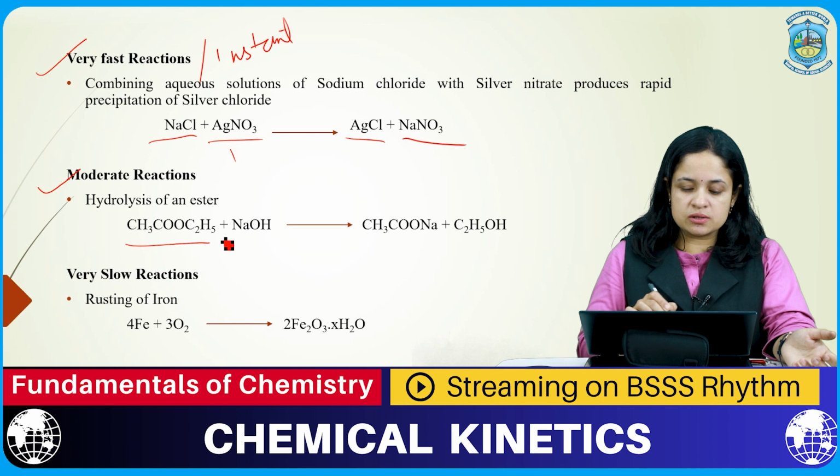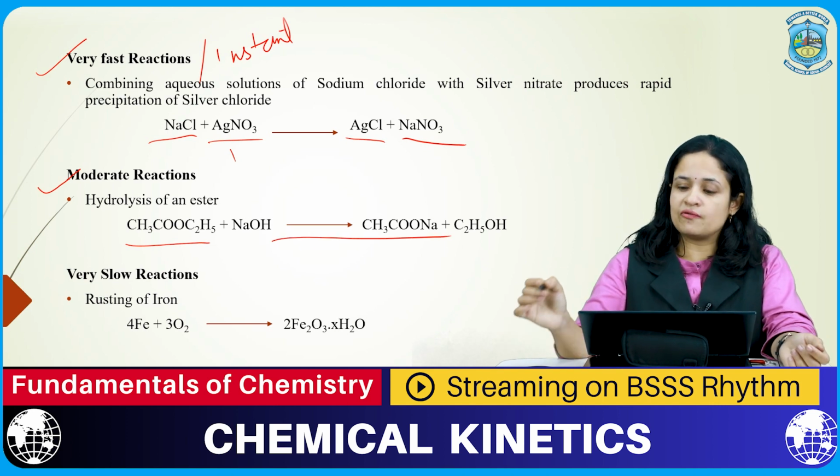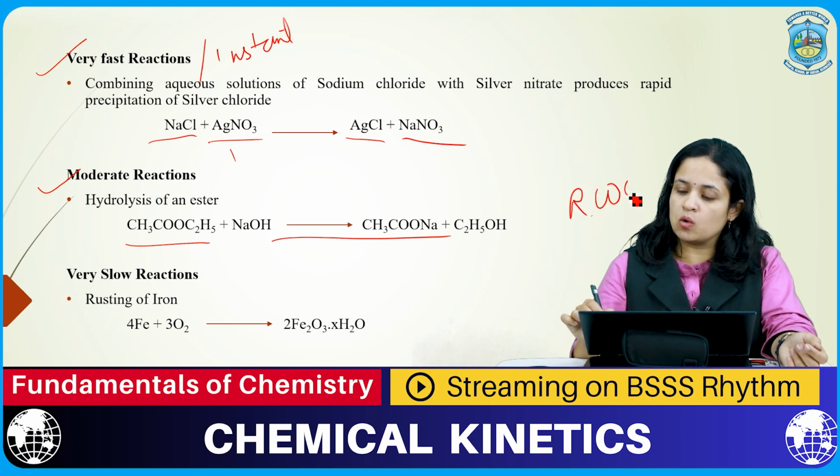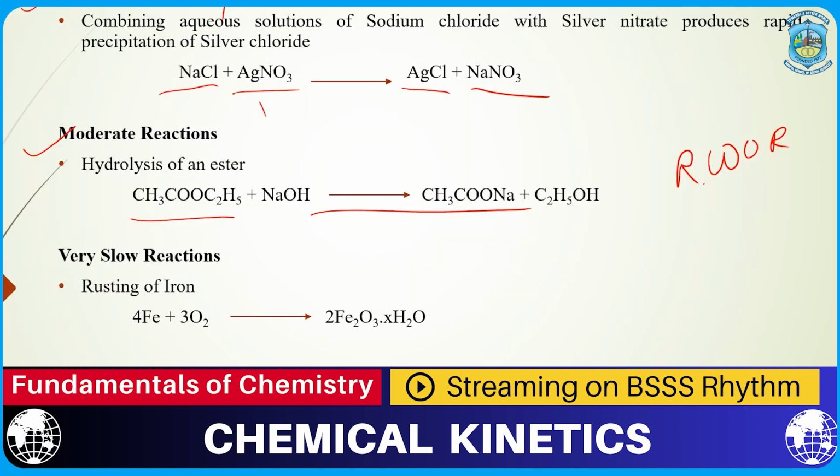For example, hydrolysis of an ester. Ester is the functional group which is denoted by RCOOR. Its hydrolysis leads to the formation of a sodium salt or a particular salt of an acid along with an alcohol. And third type of reactions are your very slow reactions which may take many months to occur. For example, rusting of iron. The rust which is developed on the iron is Fe2O3. So these are three types of reactions which proceed at different rates or different speeds.